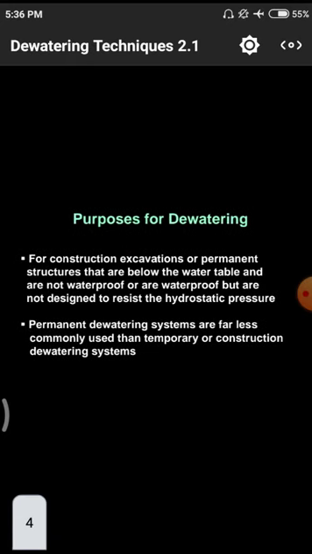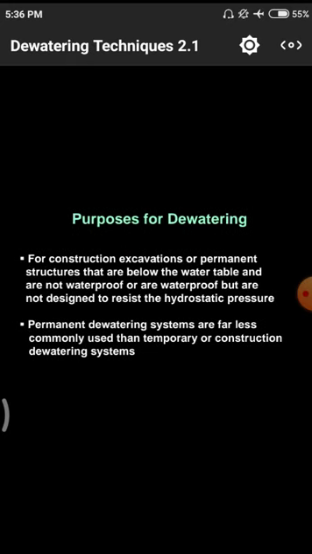First one is that permanent dewatering systems are less commonly used than temporary construction dewatering systems. Permanent dewatering means that in a particular area, we need to remove the total amount of water present by different techniques. In some cases, the soil itself has a particular amount of water up to a depth, so we need to remove the total water present in the particular soil.